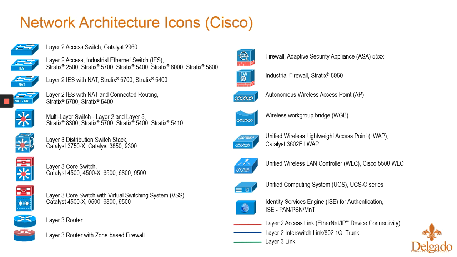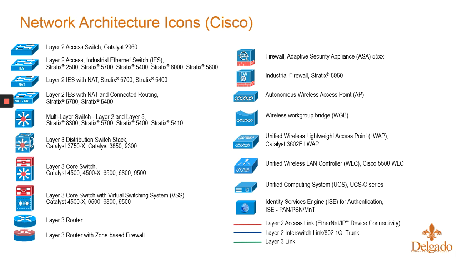So the top left there, you see layer 2 access switch, layer 2 industrial Ethernet switch. If you see the little IES anywhere, that stands for industrial Ethernet switch. Those little products we showed a minute ago on that slide, those switches, would be the box we would see used a lot there. As we move down, we see multi-layer switches and layer 3 core switches, and those are getting into the higher levels of our network distribution and core switches.